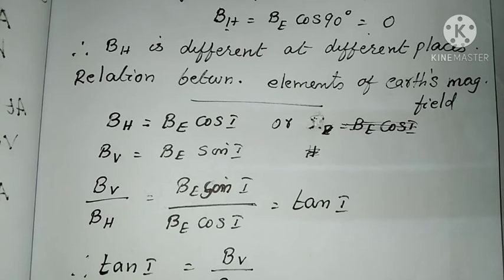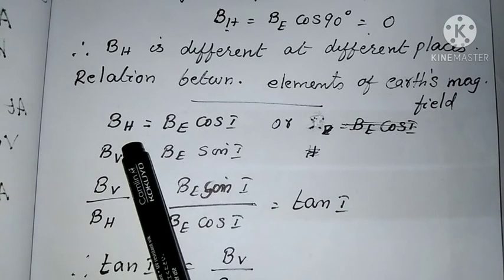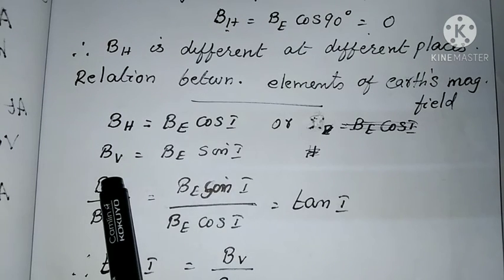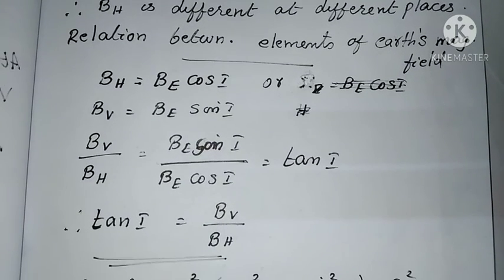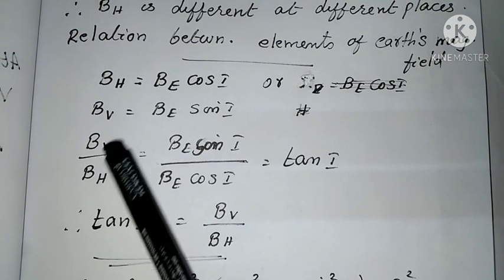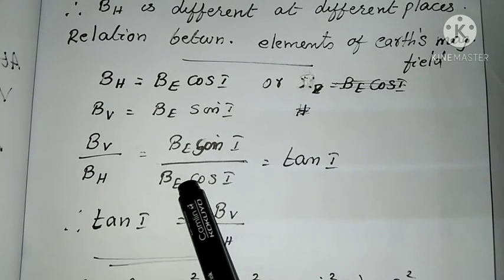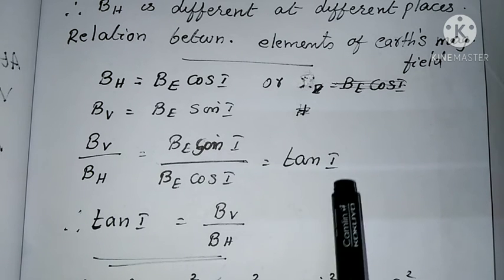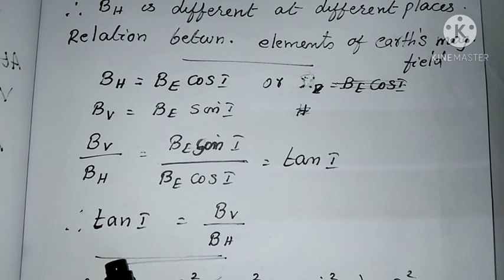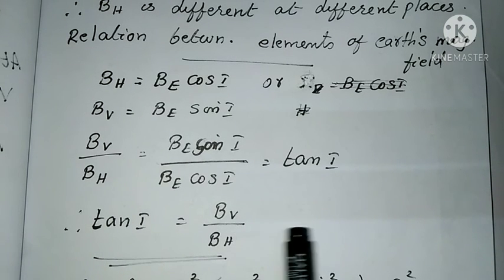What is the relation between elements of Earth's magnetic field? We can write BH equals BE cos I, BV equals BE sin I. From these two equations, we can divide BV by BH, which equals BE sin I divided by BE cos I, that is equal to tan I. Therefore, we can find the angle of dip: tan I equals BV by BH. So, I equals tan inverse of BV by BH.